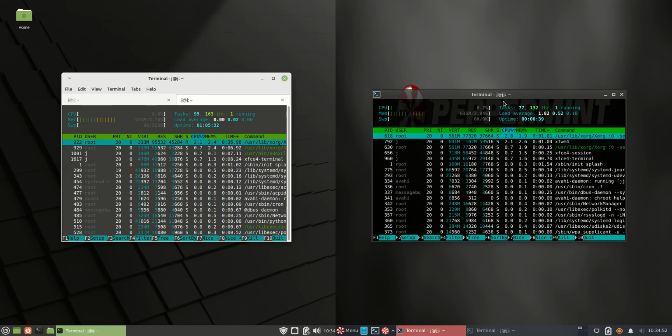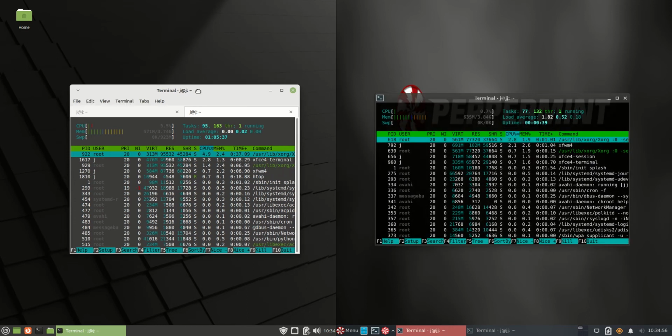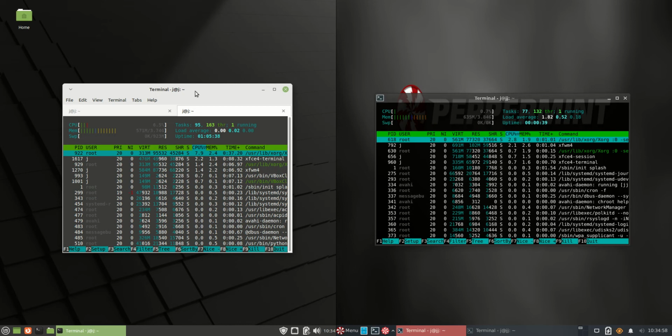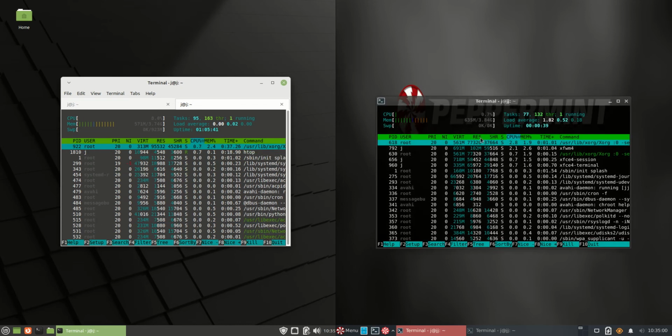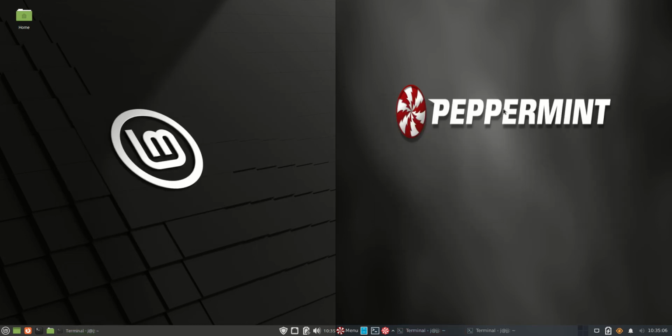But before I go any further, we'll take a look at the RAM usage on boot up. So take it with a grain of salt, but Linux Mint currently running on 570 megabytes of RAM on boot up there, whereas Peppermint OS running on 635 megabytes of RAM, so almost 100 meg more. Something just to bear in mind.